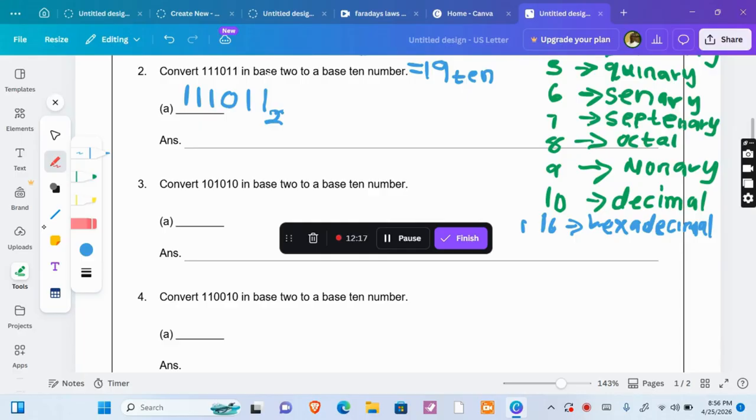And secondly, let's assign the powers to the number. Always start from the right with a 0, then move towards the left. 1, so 1 there at the top of the next digit. Then 2. Let me use another color. This is 0, 1, 2, 3, 4, and 5.